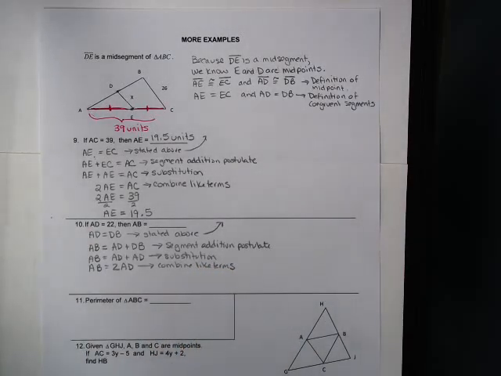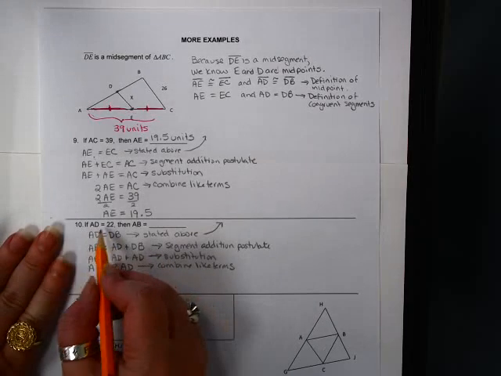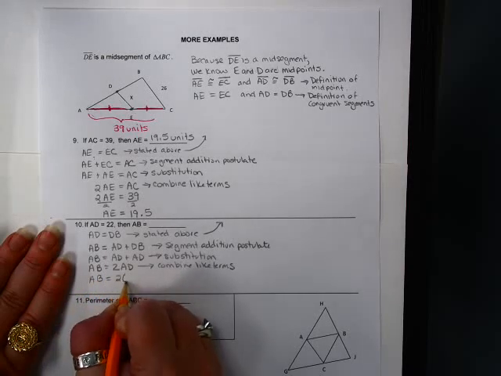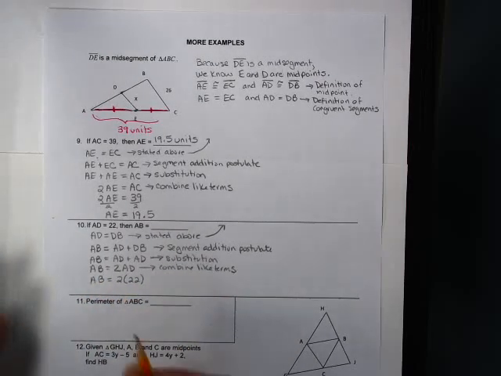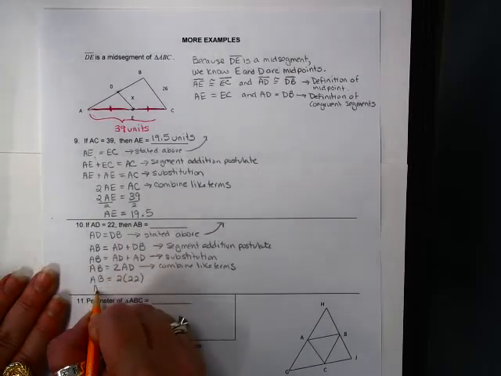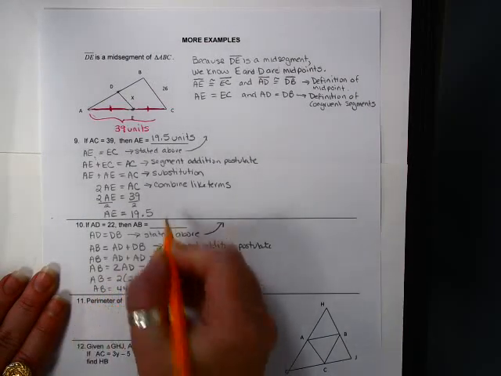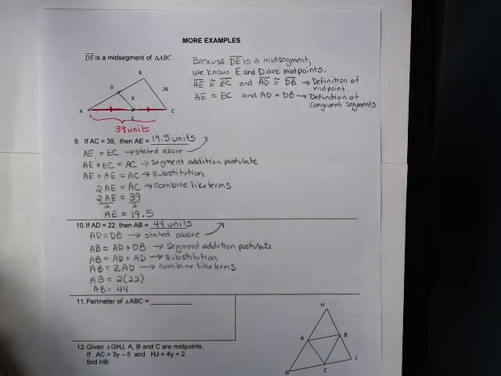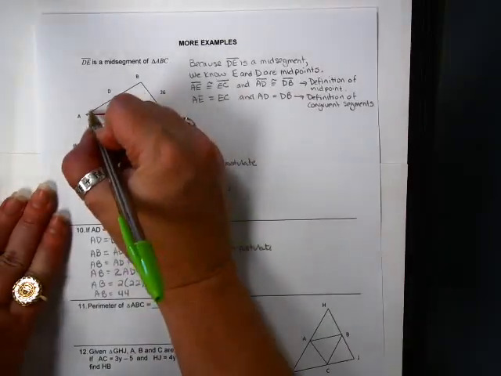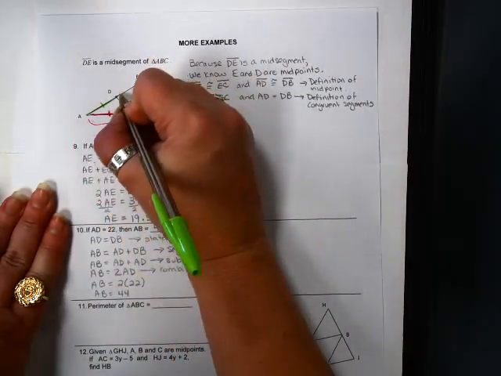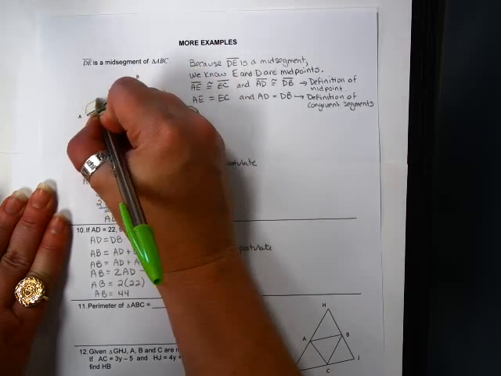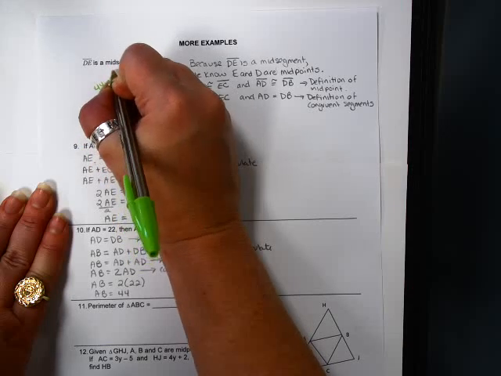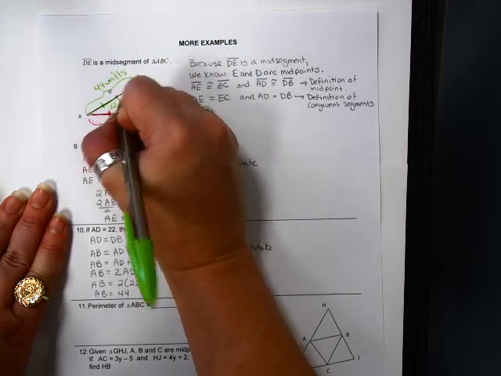Now we're at a point where we can plug in information. I'm told that AD is 22, so AB is equal to 2 times 22. Well, 2 times 22 is 44, so AB is 44 units. Let's mark that on our diagram. This segment is congruent to this segment, and the whole thing is 44 units, because each piece was 22.